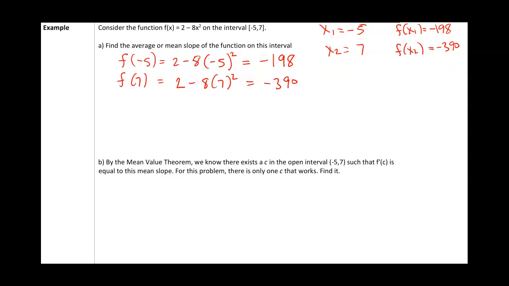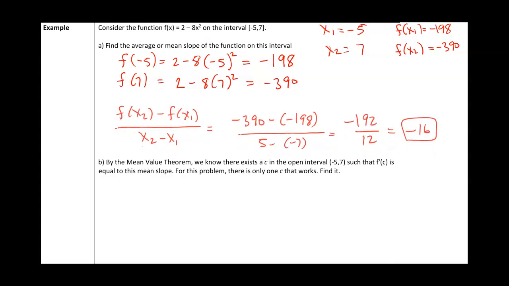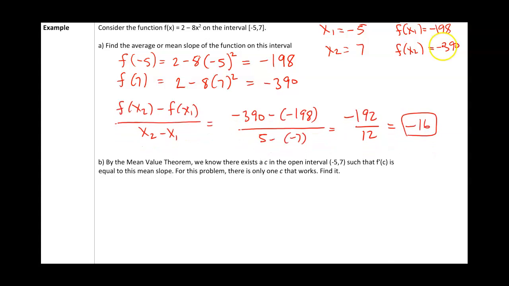Okay, so once we have that, we can now find our slope, which is going to be f of x2 minus f of x1, in other words y2 minus y1, over x2 minus x1, which is going to be -16.